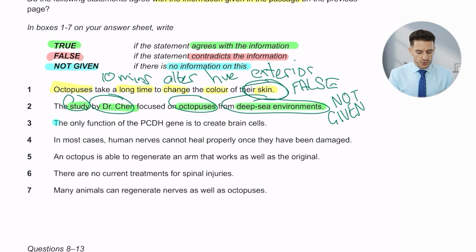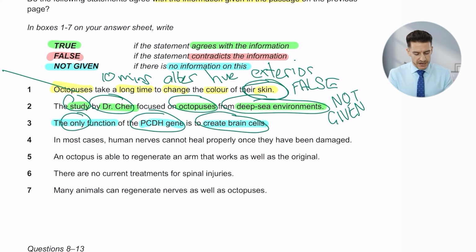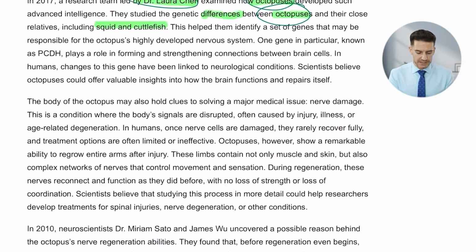Number 3, the only function of the PCDH gene is to create brain cells. Now, whenever you get something like this, only, be careful, because in the passage it might talk about 2 or 3 different things. But here we're looking for 1 because only means 1, right? So it's saying the only function of this gene here is to create brain cells. And also, just like with Dr. Chen, it's also fantastic when you get a name of something because you can't paraphrase it. There's no real other way to say a PCDH gene. So let's go up and see if we can find where the passage talks about that.